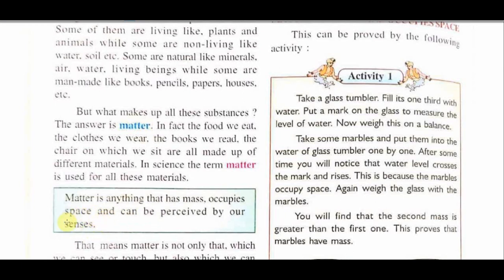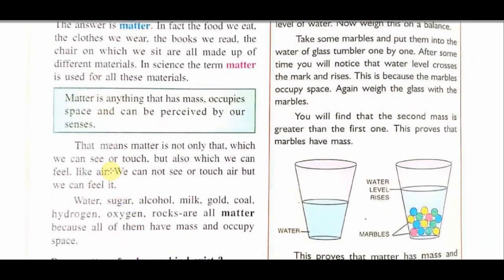Perceived by our senses means ear, eye, skin or any other organ which gives us the sensation of a material feeling. This means that matter is not only what we can see, touch or feel, but there are some materials which we cannot see. Water, sugar, alcohol, milk, they all are matter because all of them have mass and they occupy space.